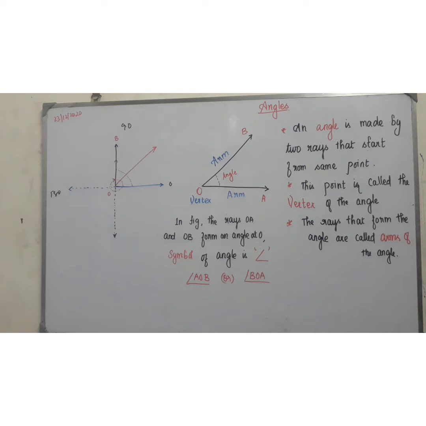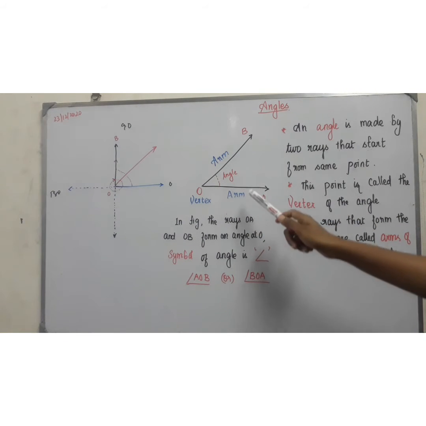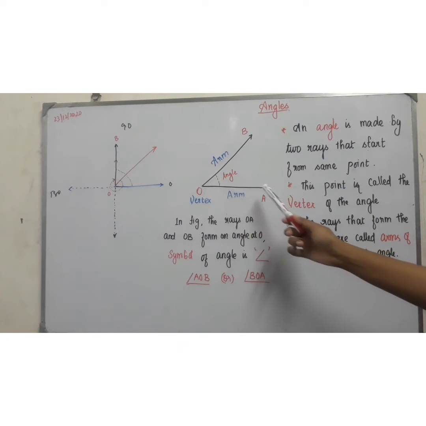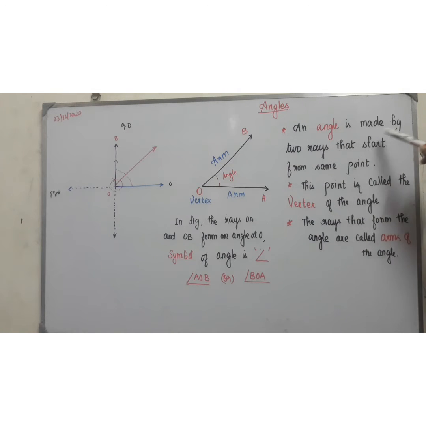In this video, I will explain about angles. What is an angle? An angle is made by two rays that start from the same point. See, what is a ray? A ray means it has one end point and the other end goes on and on, right? It has one end point and no fixed length. Okay. So an angle is made by two rays.